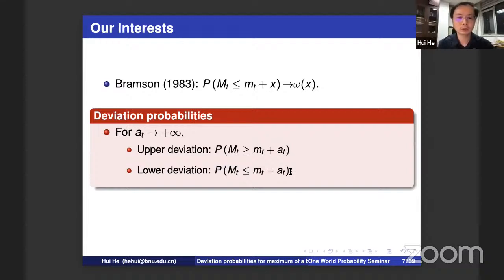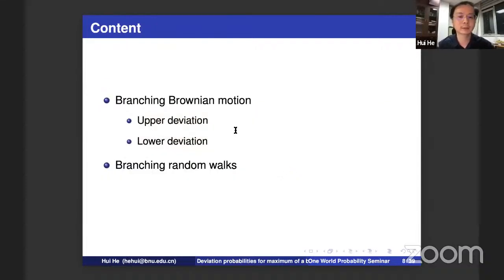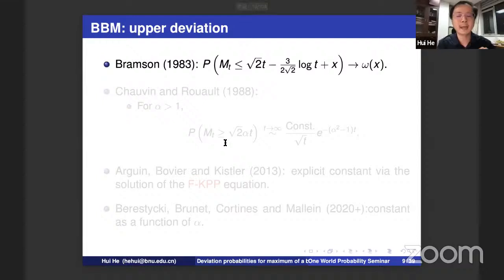So first, I would like to give some recent results on the upper deviation case. So there are two subparts. One is upper deviation, the other one is lower deviation. And we recall Bramson's result again, I'm sorry. It was shown by Bramson that m_t goes to infinity like √(2)t minus a log t term, okay? Then Chauvin and Rouault in 1988 considered the following probability.